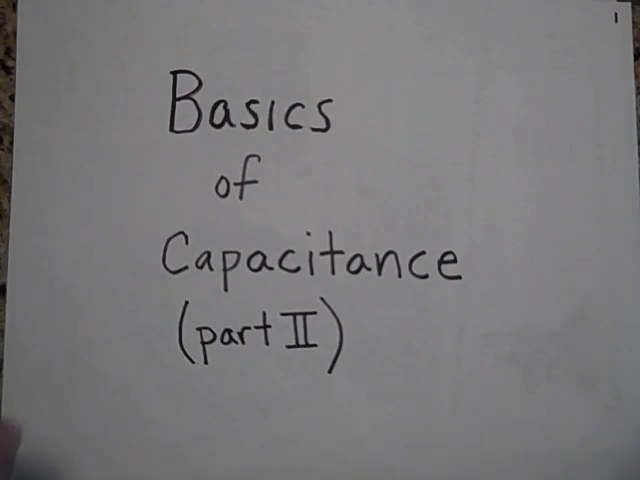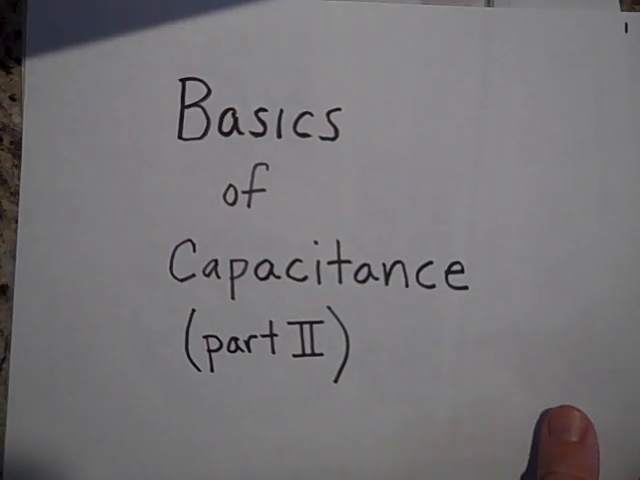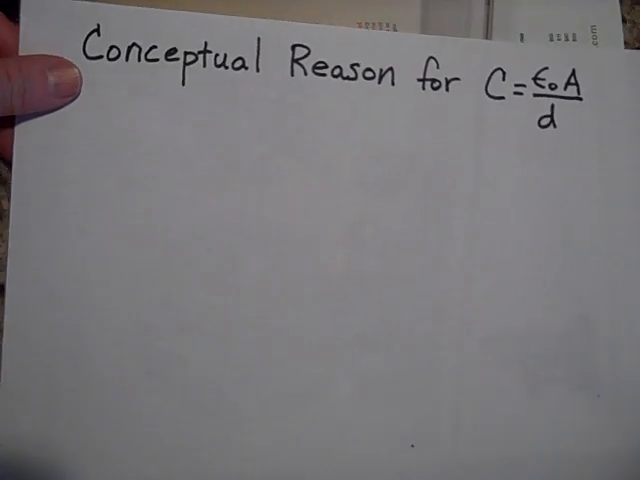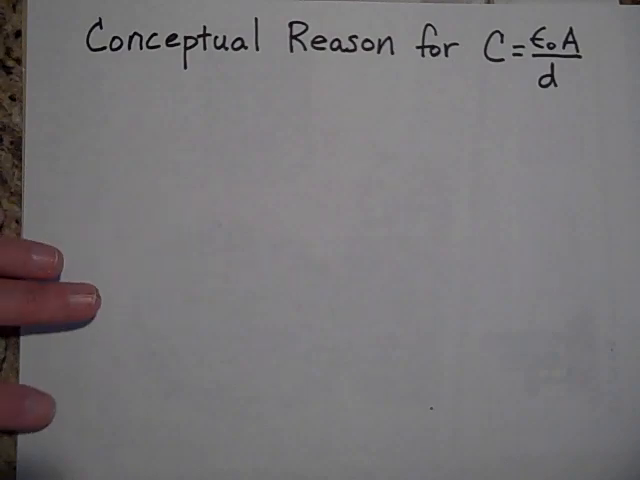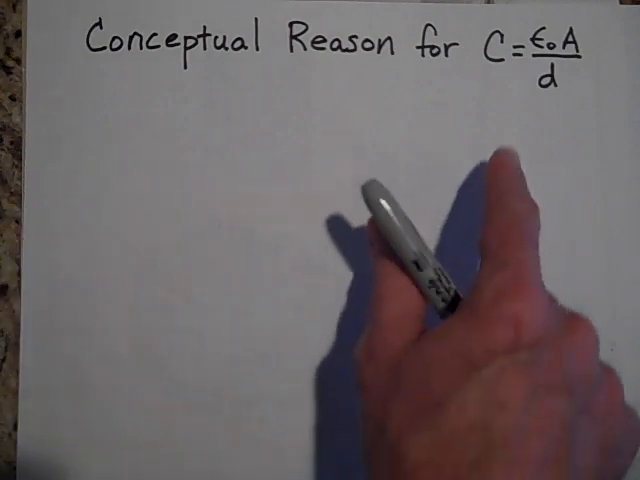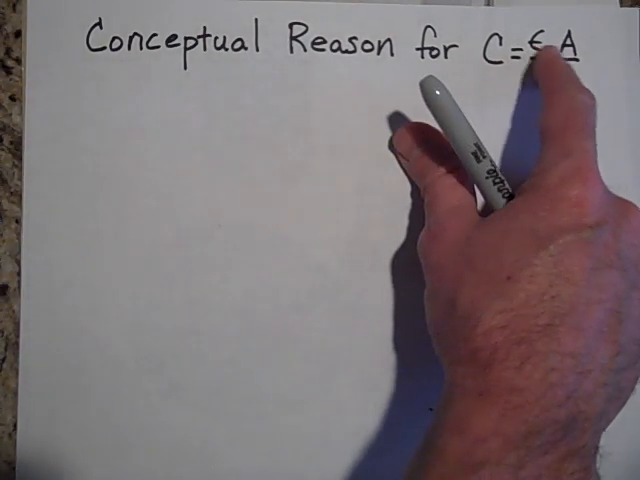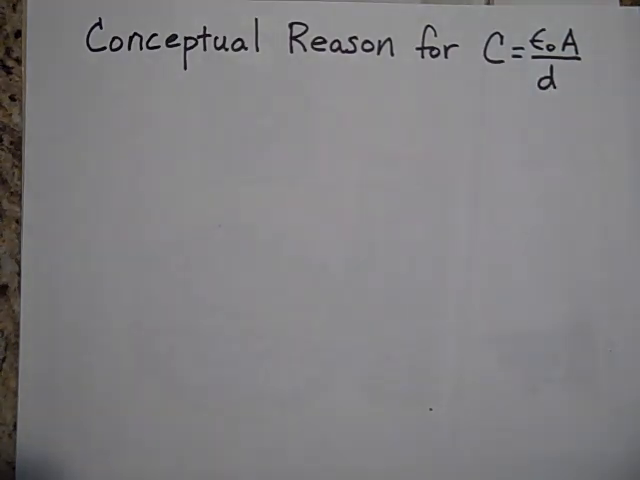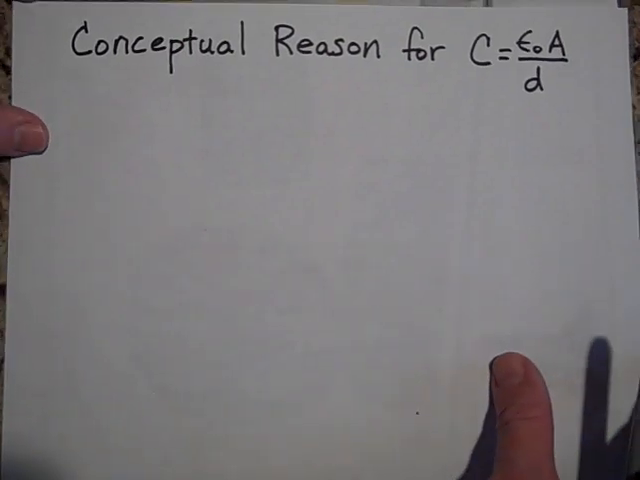Okay, this is part 2 of Basics of Capacitance. What I was going to explain in that last video is a conceptual reason for why, for a parallel plate capacitor, the capacitance is epsilon naught A over D. To do that I need to just show you how you charge up a capacitor.